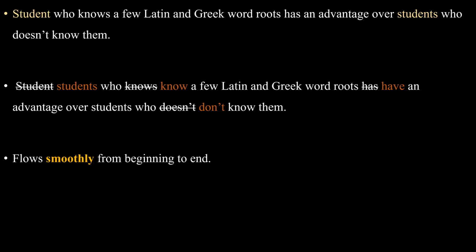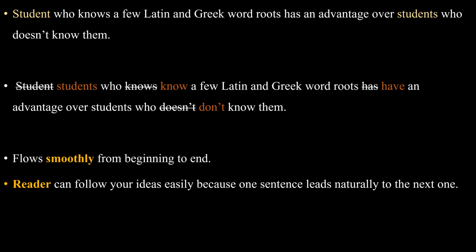So the first thing, a very good paragraph must have coherence. A coherent paragraph follows smoothly from beginning to end, so the reader can follow the ideas easily because one sentence leads naturally to the next one. And make sure there are no sudden jumps in the sentences.